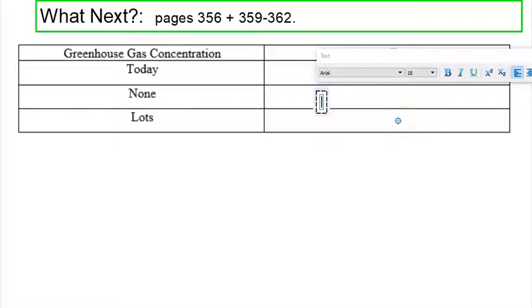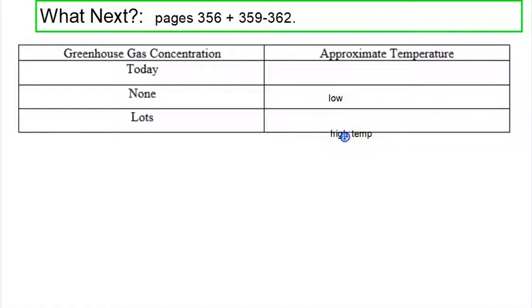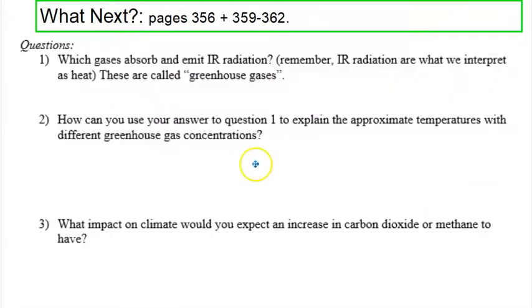Okay. When you actually did the simulation for the greenhouse gas concentration, you should have found that when there's no greenhouse gases, you have a very low temperature. I don't know the actual temperature it goes to. And when you have a lot, you have a high temperature. And then a greenhouse gas concentration in between will have a temperature somewhere in between. So the more greenhouse gases, the higher the temperature it appears.